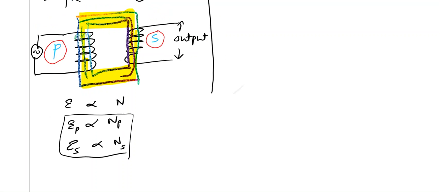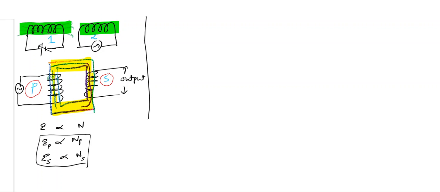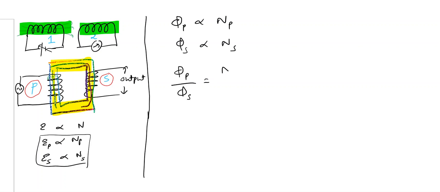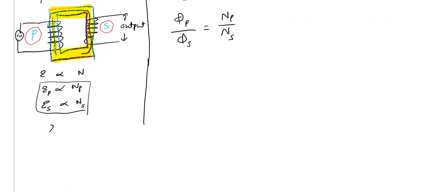If we consider flux, we know that the flux linked with the primary is directly proportional to the number of turns. More number of turns means more flux. Similarly for the secondary coil, we can write it this way: phi P by phi S is NP by NS. NP is the number of turns in the primary coil, NS is the number of turns in the secondary coil. And we know that epsilon is d phi by dt.